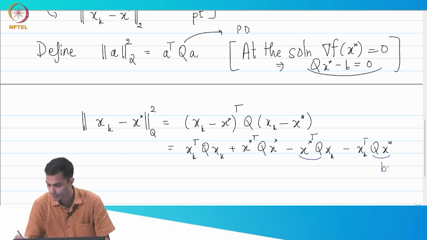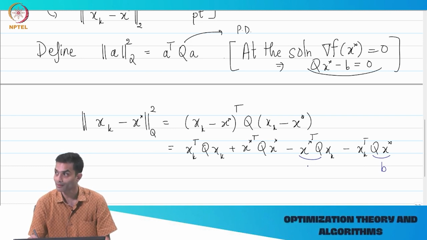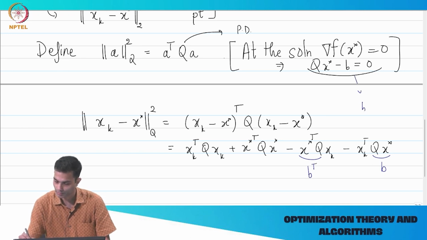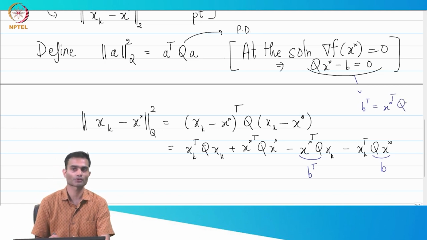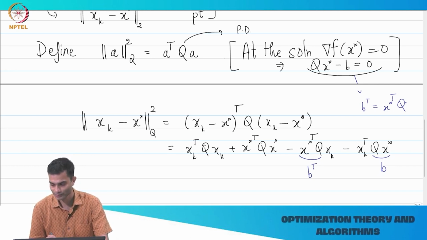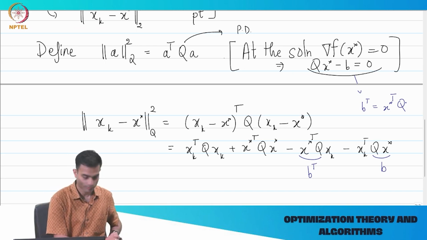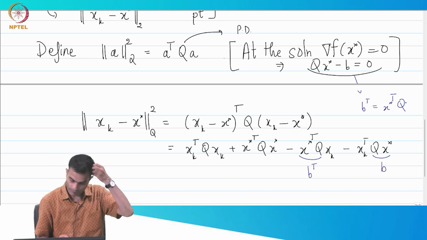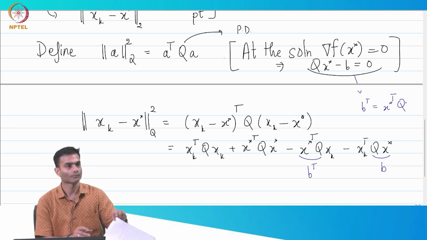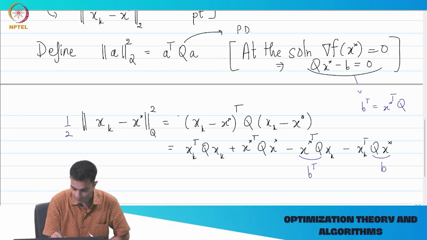So this term is going to be b, and therefore this is b transpose, right? If you take transpose of this expression, what will you get? You will get b transpose is equal to x star transpose q. Q is symmetric, so q transpose equals q. Okay, I have this. Anything else that I can pull out? Can I group some things common? I'm going to put a half over here everywhere.